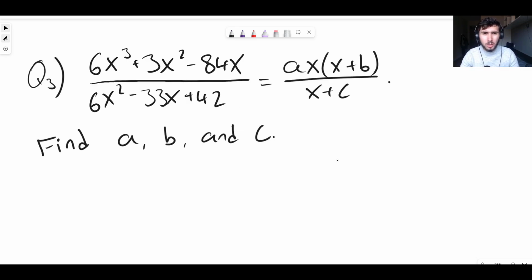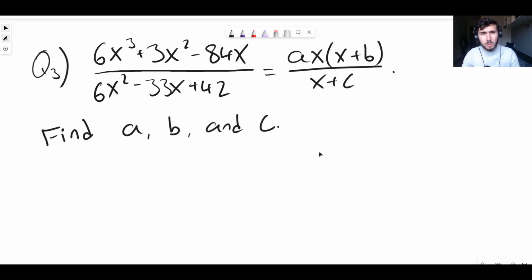Okay guys, so I'm going to come at you with an exam question. This exam question is 4 marks, and this is the sort of thing that you could really get in an A-level maths exam. So here's the question. 6x cubed plus 3x squared minus 84x divided by 6x squared minus 33x plus 42 is equal to ax times x plus b divided by x plus c. We want to find the values of a, b, and c. So it's telling us that they are equal. We want to find the values of them.